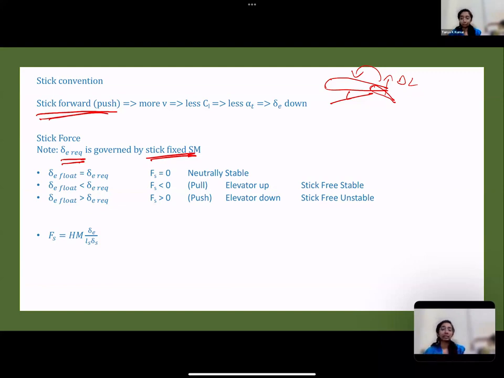Then stick force Fs is governed by this equation, Hm delta E Ls delta S. Delta E is elevator deflection. Hm is hinge moment. What are Ls and delta S? I hope you've gone through the lectures, so you should know what Ls and delta S are. What are they?